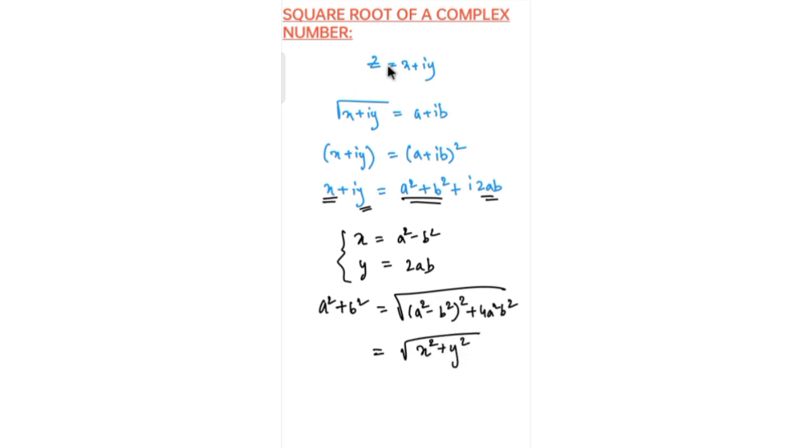And what is the square root of x square plus y square? It's nothing but the modulus, so it's modulus of z. So a square plus b square is equal to modulus of z. This is an important conclusion that we need to keep in mind. And now, if I take this as my equation 1, the second equation is a square minus b square is equal to x. Because we have a square plus b square here and a square minus b square here, we can find the individual components, that is a and b.